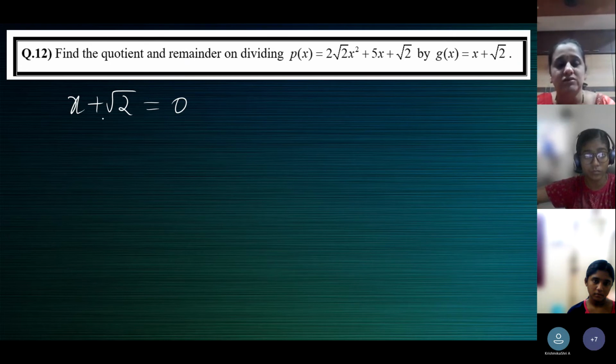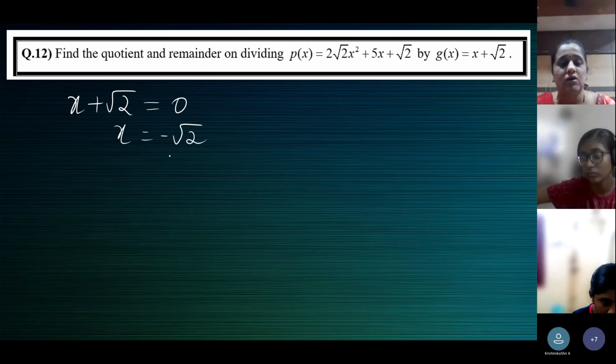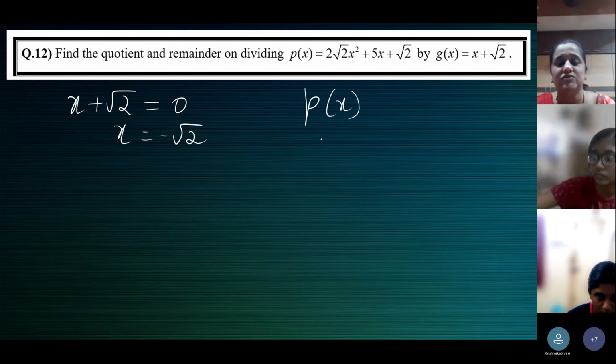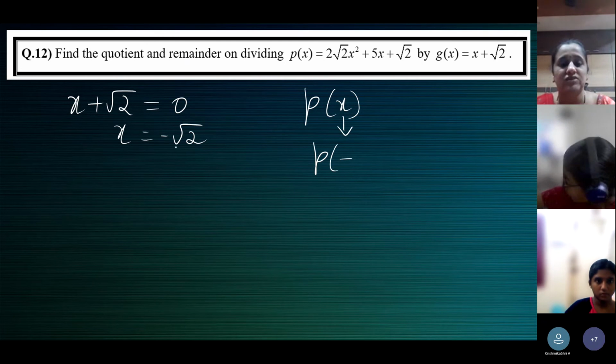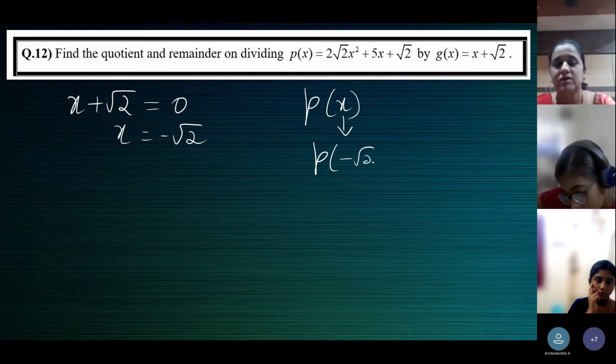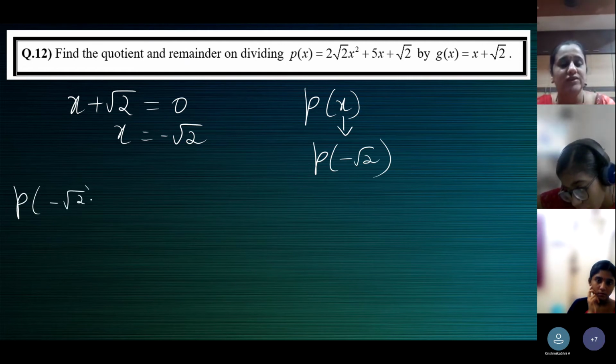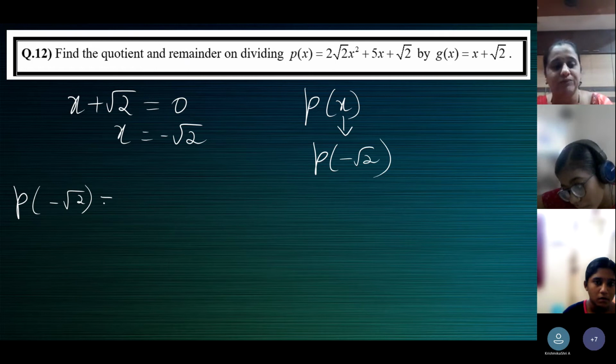So take up the divisor x plus root 2 equated to 0 and find the value of x. So x is equal to minus root 2. The dividend is p of x. In place of x, use minus root 2, and find the value of p of minus root 2.